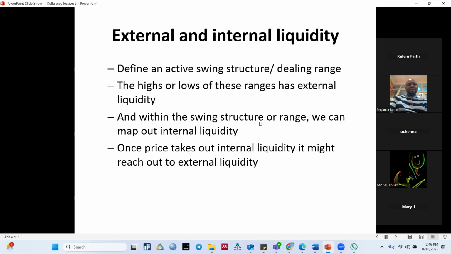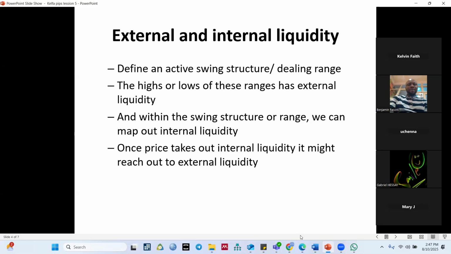And within the swing structure or range, or within the dealing range, we can also find or map out internal liquidity. That is, internally, the highs and the lows of those internal ranges, we can also find liquidity there. And we have to understand that anytime price takes out an internal liquidity, it might want to reach out to the opposing external liquidity. Or anytime price takes out an external liquidity, it might want to reach out to the opposing internal liquidity, or vice versa. Also, anytime price takes out an external liquidity, let's say external high, it might want to reach out to the opposing external low. Okay, so that is the way the market will move, because you move towards money, you take all the money out, then you have to move towards the opposite side to also take out money.